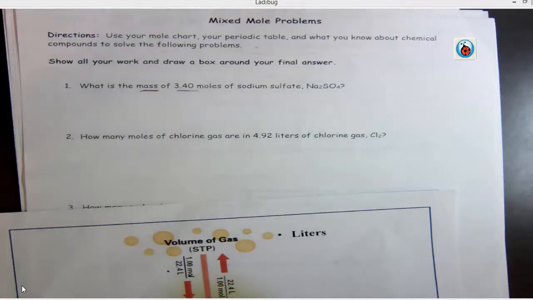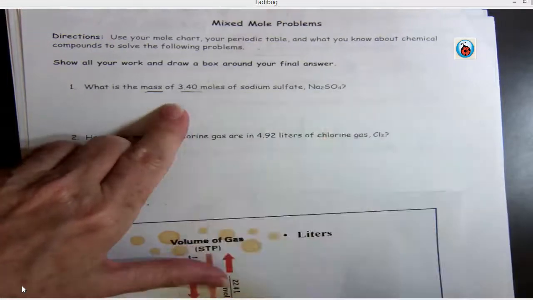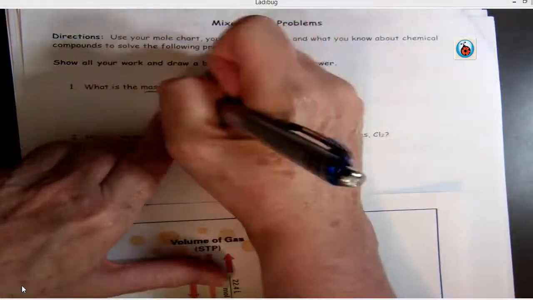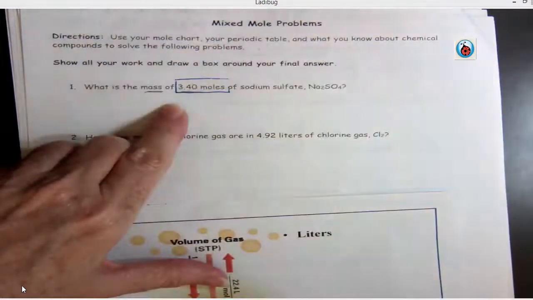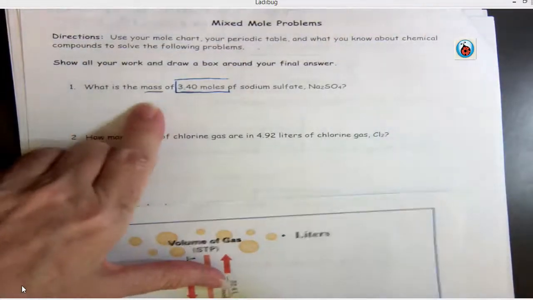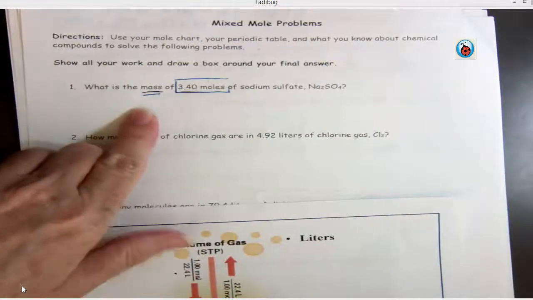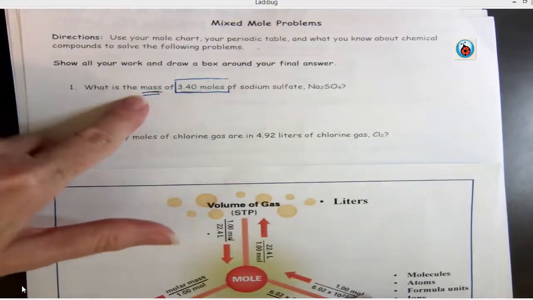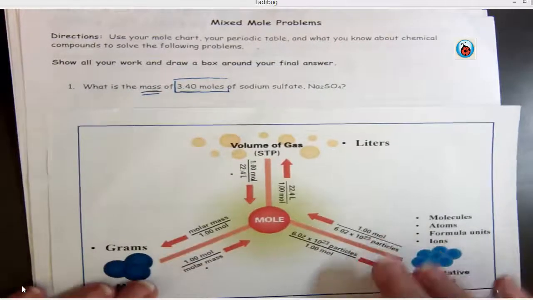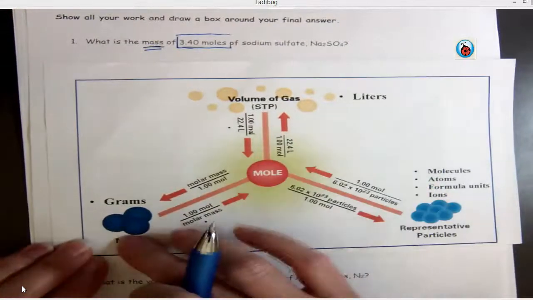Okay, let's look, for example, on number 1. What is the mass of 3.4 moles of sodium sulfate? So what do I know here? That I've got 3.4 moles of sodium sulfate, and I want to know what is the mass of sodium sulfate. So that tells me I know moles, I want mass.